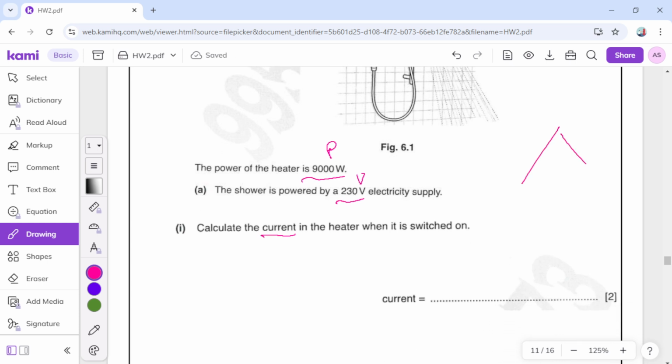All of you know what we have, this triangle: power equals I multiplied by V. So if you want to find current, it will be power over voltage. So now we have 9,000 over 230. What is the answer? You have to use your calculator. Okay, now find the answer using your calculator. It will be 39.1, but you have to round it to two significant figures, 39 amps. Let's move to the next.